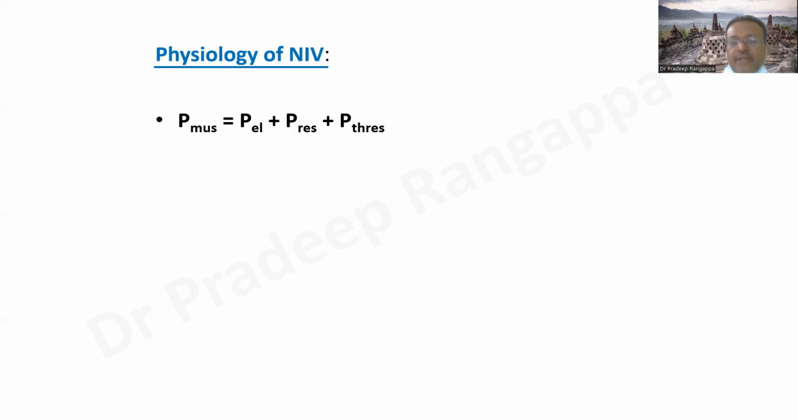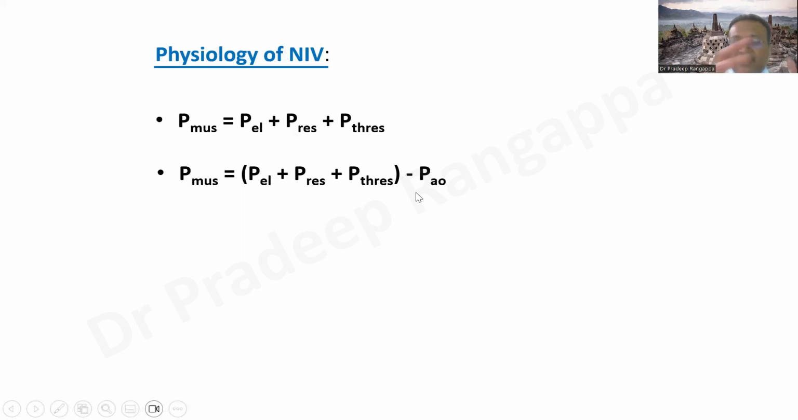For good ventilation to happen, these pressures have to be overcome. In any ventilation, one has to overcome the elastic pressure present in the lung due to elastic recoil, the resistive pressure, and the baseline pressure, which is called threshold pressure. These pressures have to be overcome for effective ventilation to happen. That's why we say the optimal functioning of the respiratory system is the combination of these pressures minus the airway opening pressure. These pressures have to be overcome to open the alveoli and for effective ventilation to happen.